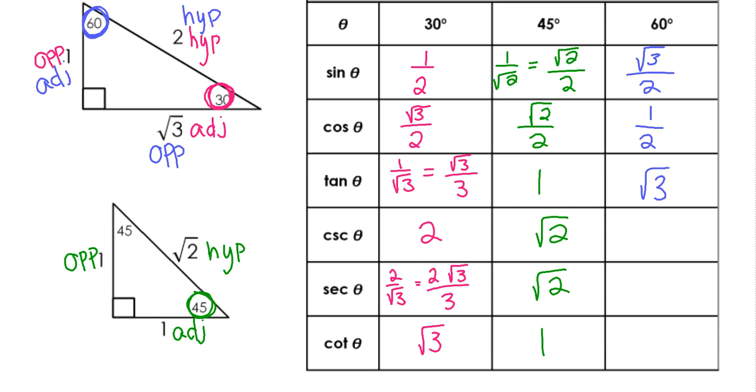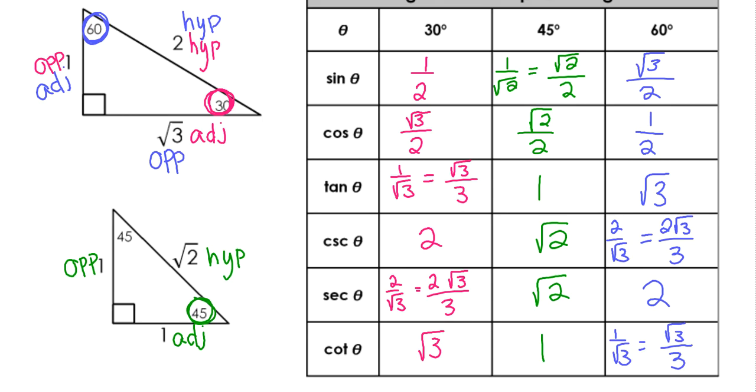All right, for my reciprocal functions, when I flip sine, we're going to get 2 over the square root of 3, but I have to rationalize that. So it comes out to be 2 square roots of 3 over 3. For secant, 1 over 2 reciprocal is 2 over 1. And the reciprocal of the square root of 3 is 1 over the square root of 3. So when I rationalize that, I get square root of 3 over 3.